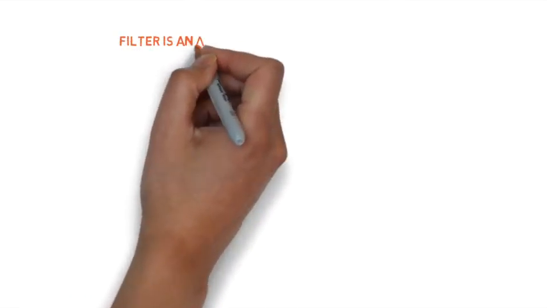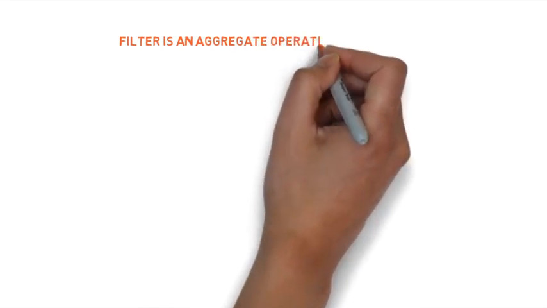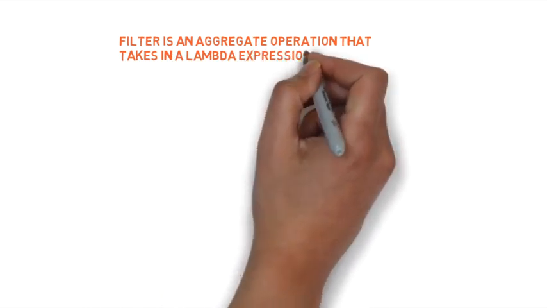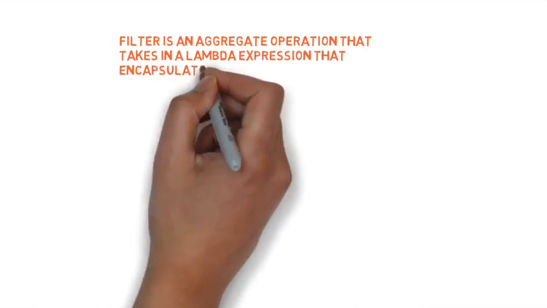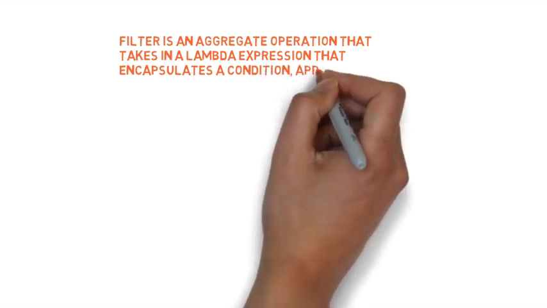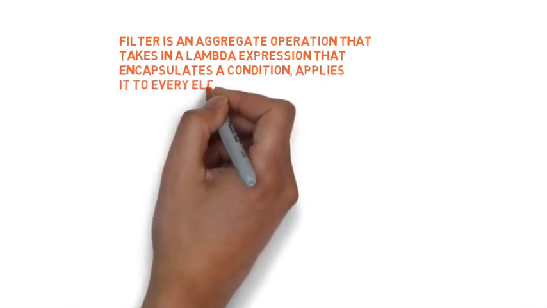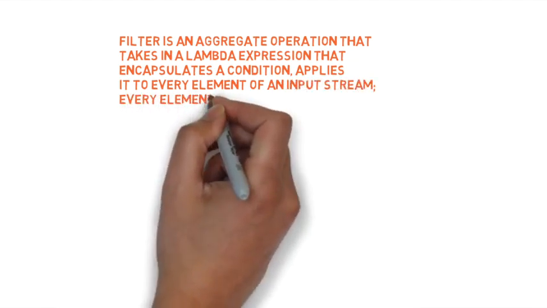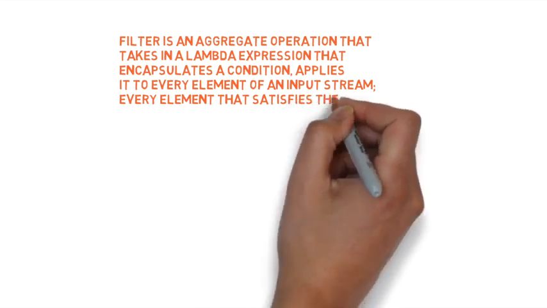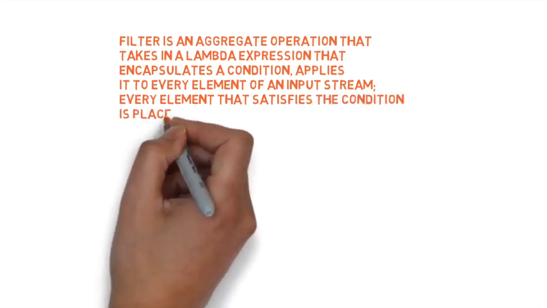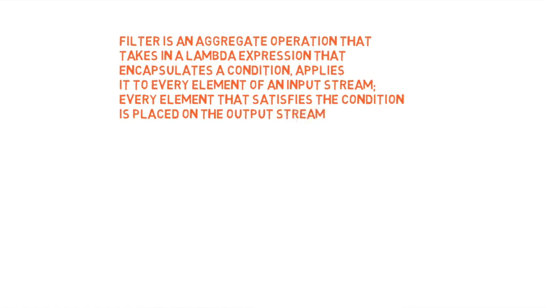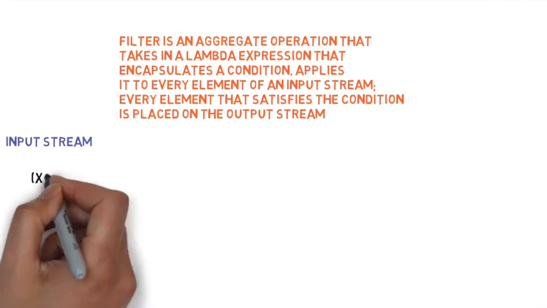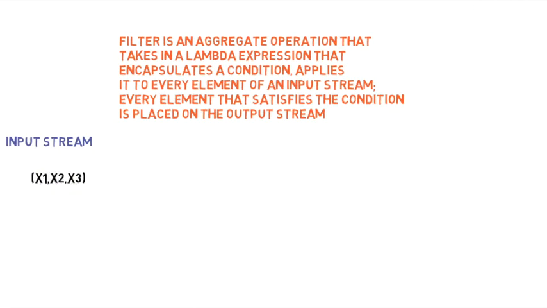Let's now look at what filter does. Filter is also an aggregate operation which takes a lambda expression that encapsulates a condition. So the lambda expression associated with the filter operation is always a condition which evaluates to either true or false. It applies this condition to every element of the input stream. Every element which returns true, which means it satisfies the condition, is placed in the output stream. Again, this is far better understood diagrammatically.